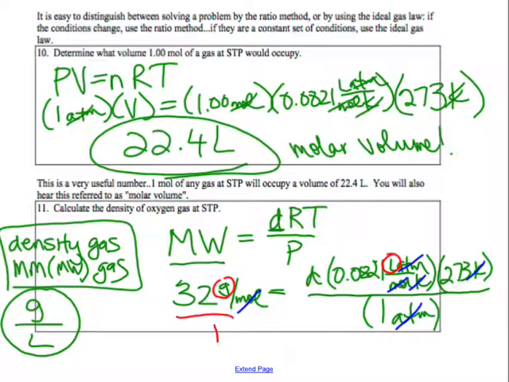Just cross multiply. 32 times 1 divided by 0.0821 divided by 273. And what do we get? Units? Grams per liter. So that's the molecular weight for molecular weight or density.